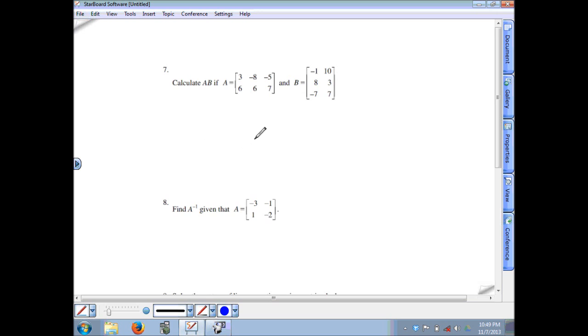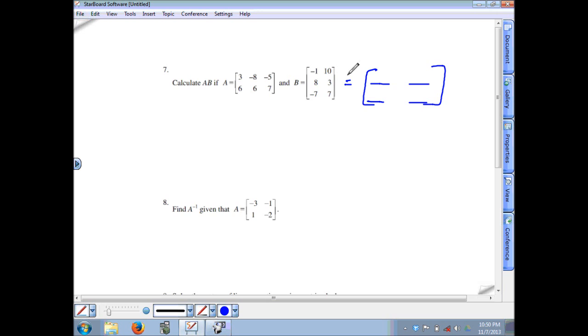Okay, multiplying two matrices. First we need to check that the multiplication is possible. This is a 2 by 3 matrix. That has 2 rows, 3 columns, so 2 by 3. This has 3 rows and 2 columns, so it's a 3 by 2. The inner dimensions have to match, so this multiplication is possible. The outer dimensions, 2 and 2, are what this is going to result in. So it's going to result in a 2 by 2 matrix with 4 entries.